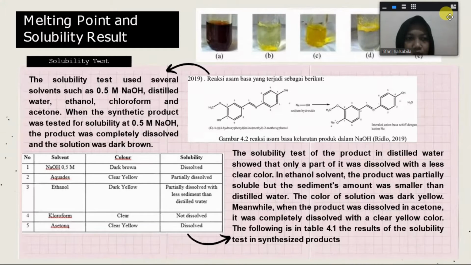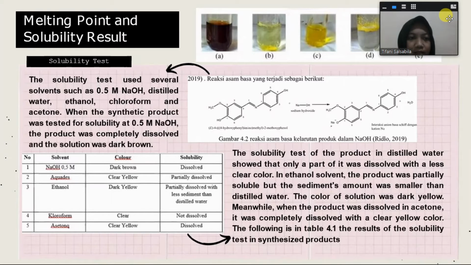Acid-base reactions were related to the solubility of the product in sodium hydroxide. Phenolic groups contained in the product compound have acidic character. The presence of hydroxide ions from sodium hydroxide will facilitate the release of hydrogen ions from the phenolic group. Then a sodium salt will be formed when the Schiff base anion, obtained from the release of the hydrogen, binds to the sodium ion. The formation of the salt causes the product to dissolve completely in the water.